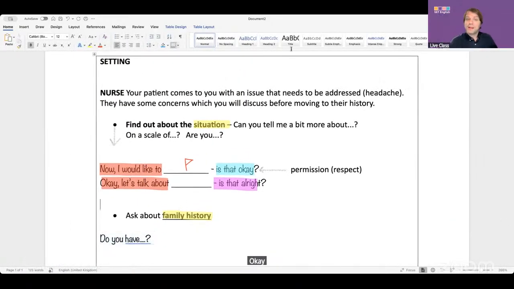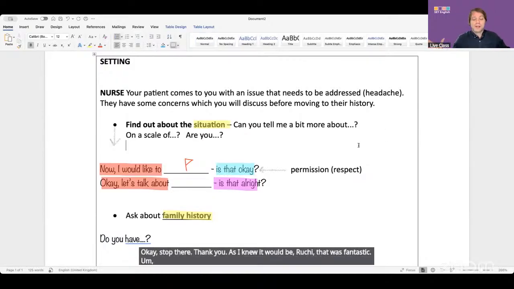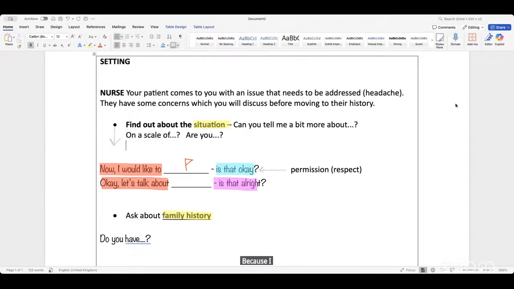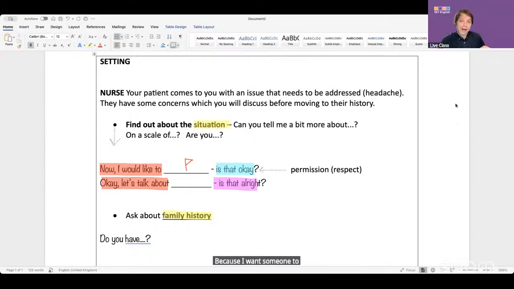Okay, stop there. Thank you. As I knew it would be, Ruchi, that was fantastic. Guys, did everyone hear that? Did everyone see what was happening here? You're all very quiet today. Because I want someone to do, you guys, if you want, you can also try this with me.